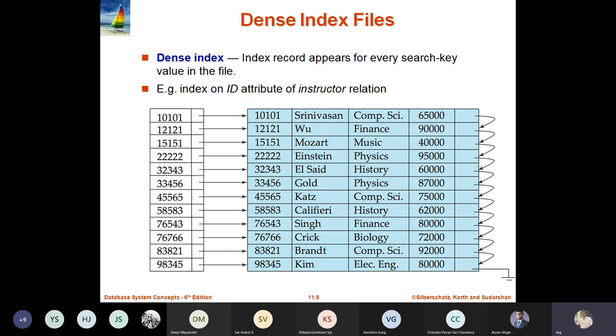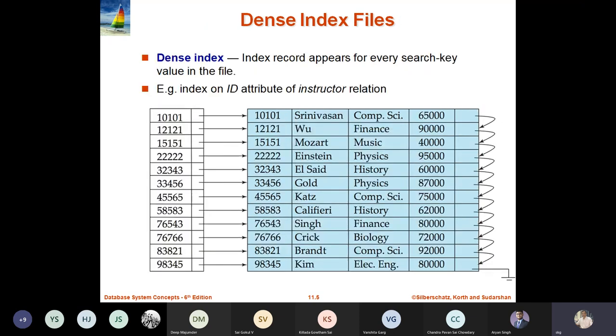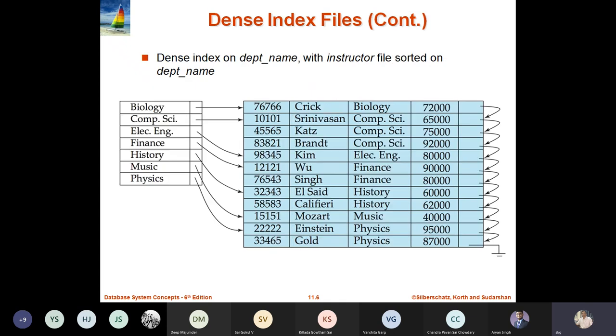So dense index files: an index record appears for every search key. So for every search key there is an index record, right? So this is a dense index on the instructor. The attribute we go for is the ID, the primary key of the instructor, which is the employee ID or the instructor ID.